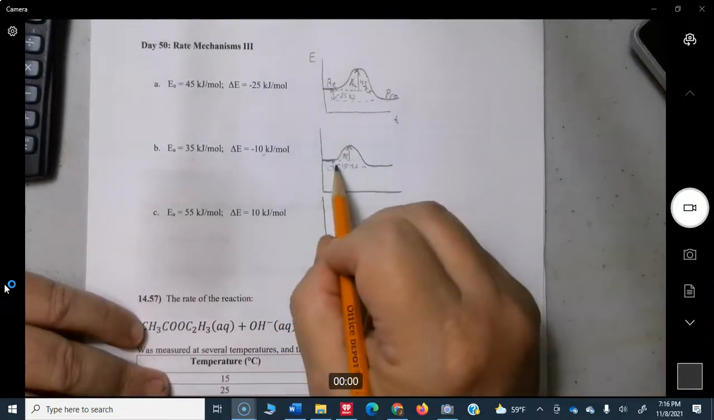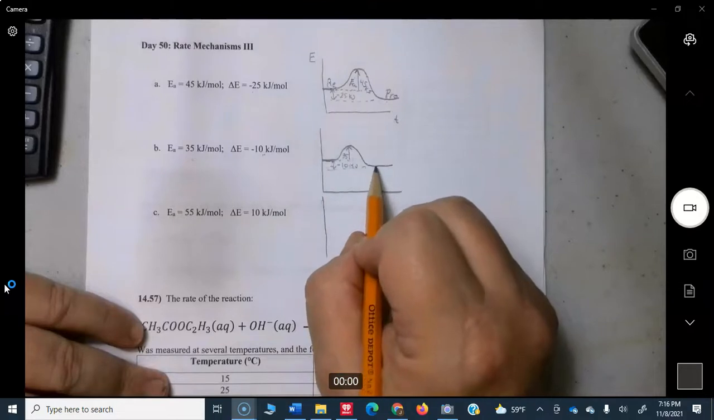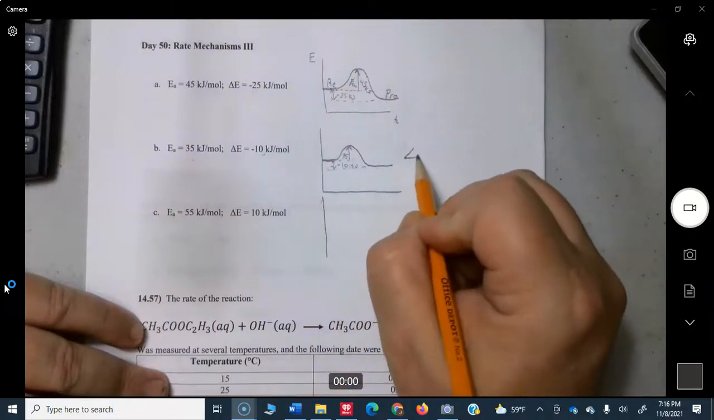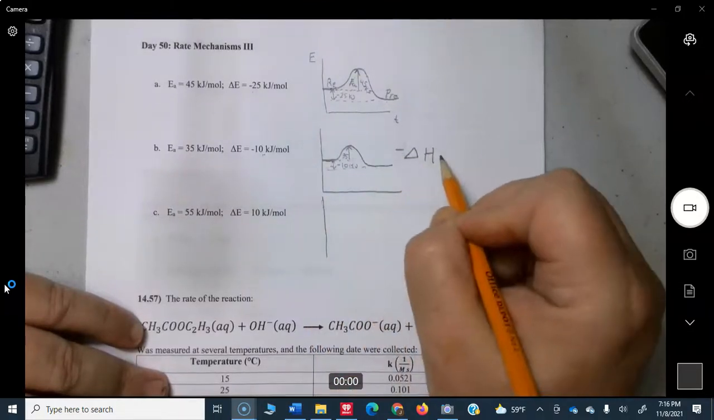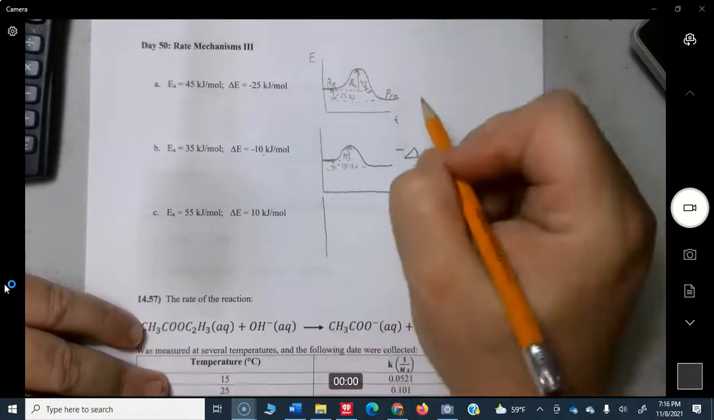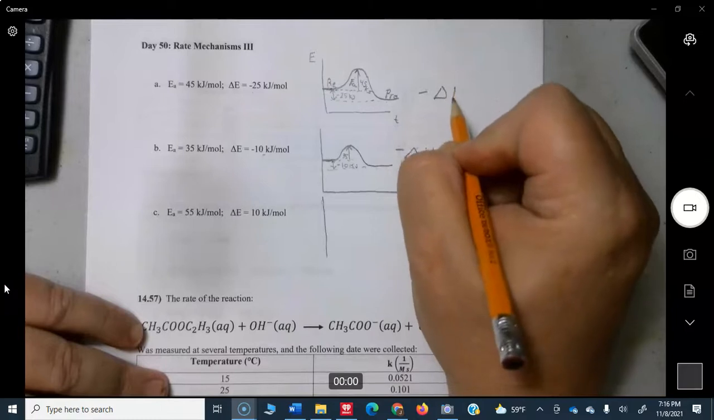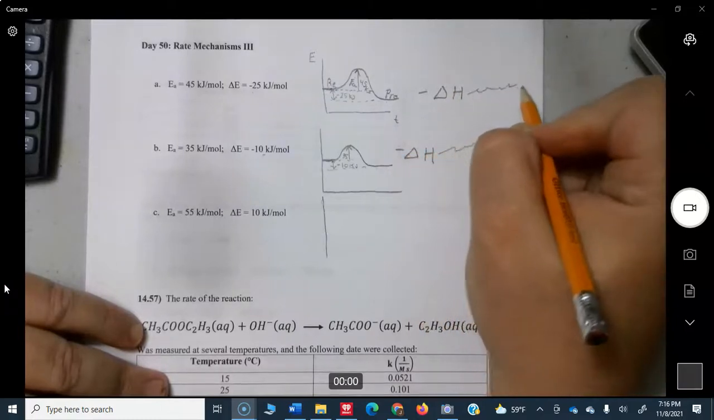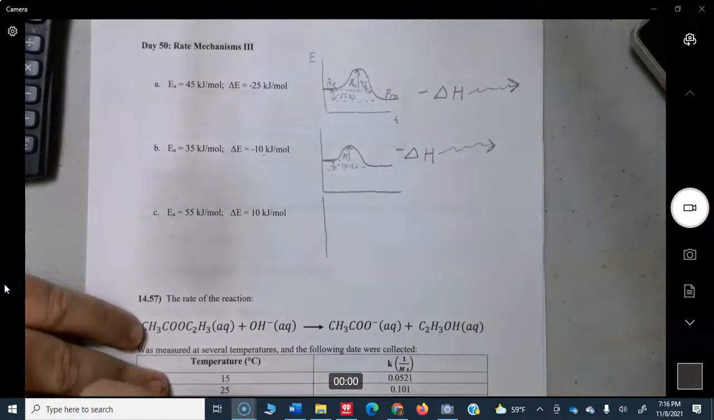All right, and finally the last one. These are both exothermic because they end up at a lower energy. That means energy, delta H, was negative. It had to go out. Negative delta H for this one. Energy had to go out like that.